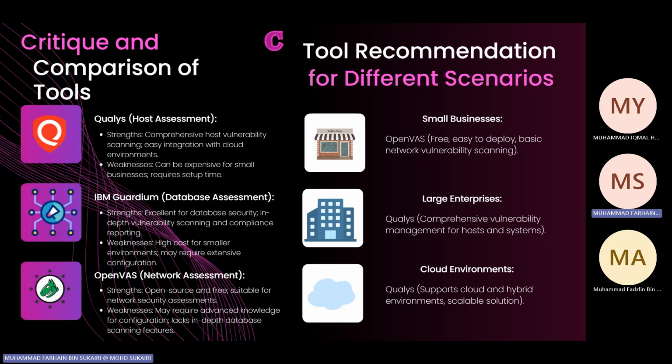For the first scenario, a small business, OpenVAS is the most suitable option. It's free and offers basic vulnerability scanning for network devices, which is sufficient for smaller, less complex environments. For the large enterprise, I will recommend Qualys because it provides comprehensive host vulnerability management, making it ideal for large and complex infrastructure that needs extensive monitoring and reporting.